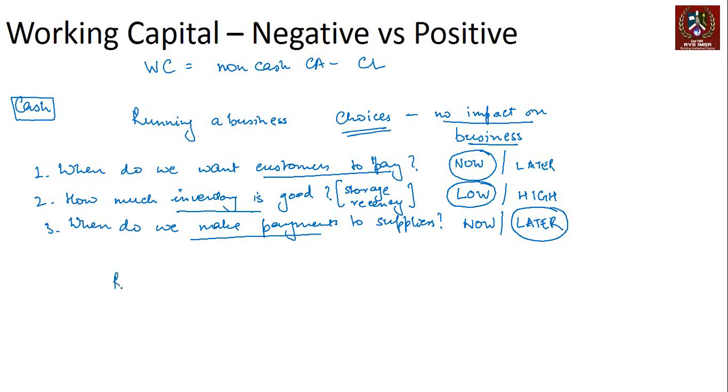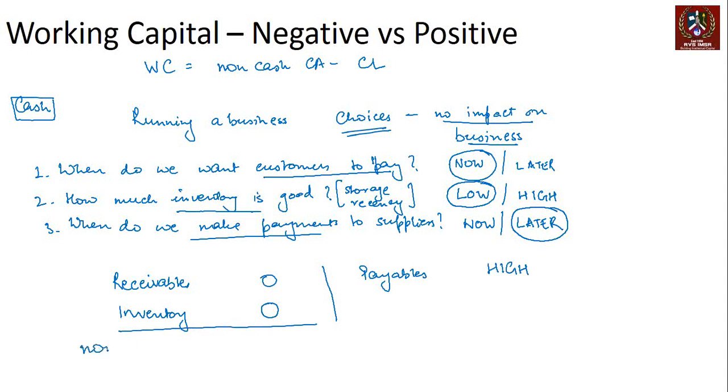So if we want customers to pay right now, what is it that we are saying about receivables? We want zero receivables. If we want low inventory, and if possible, assuming it does not impact things, we probably want zero inventory, right? And we want to make payment to our suppliers at a later date. So we want high payables. Put whatever number you want to the payables bit, right? Which basically means we are saying that my non-cash current assets, I want them to be zero, and my current liabilities, I want them to be high.